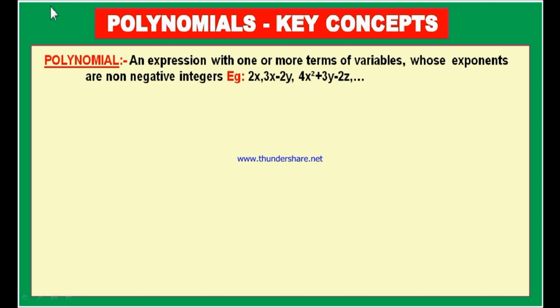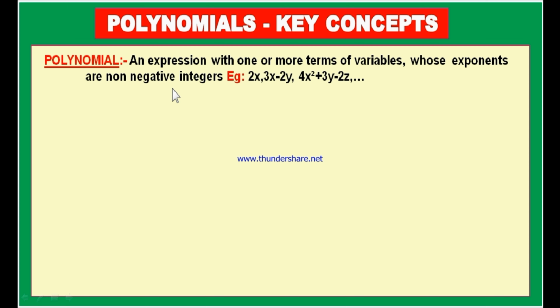I shall try to explain. Please listen to me carefully. There should be an expression with one term of a variable or more than one term of the variable. Means there may be one term, or two terms, or three terms in any expression. Such expressions are said to be polynomials when the condition is that the exponents are non-negative integers. The exponents of the variables should be non-negative integers.